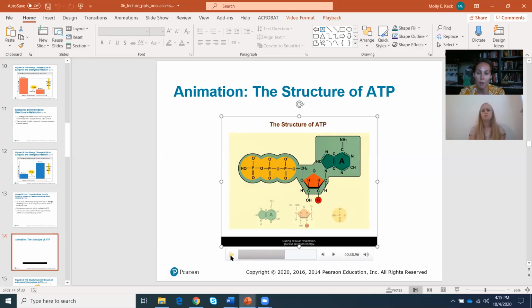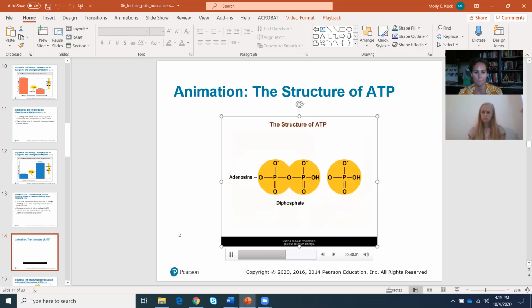So I don't care that you know where these things are attached. I just really care that you know the 3 parts of it. And really importantly is that the 3 phosphate groups are the tri in ATP, the T in ATP.